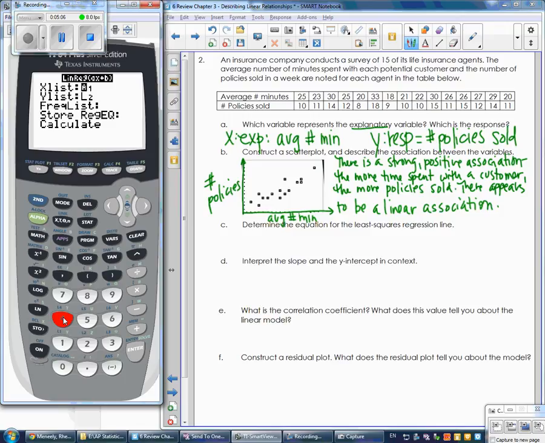You want to make sure you let the calculator know where you're pulling the data. So I'm pulling my x's from list 1 and my y's from list 2. You can ignore the frequency list, but the next piece is very important. You want to store the regression equation in y1. So go to vars, yvars, function, and then choose the y variable you want to use. I'm just going to go ahead and use y1. And then when you go to calculate, you'll start to see, well, it went away too fast.